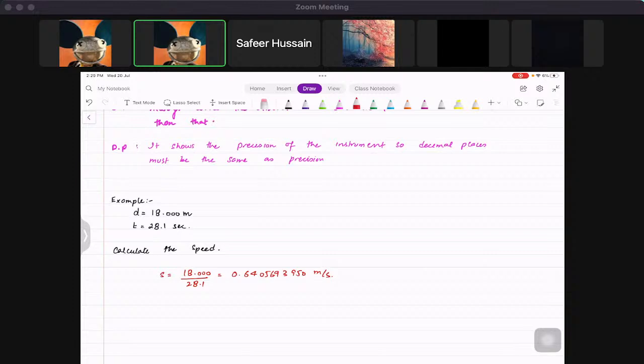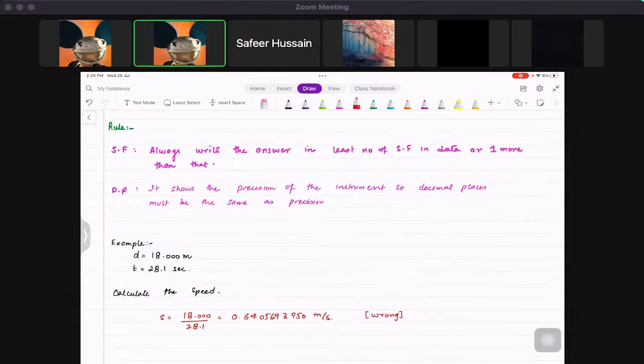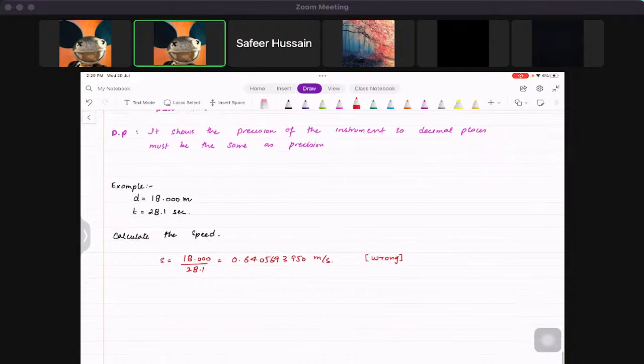Why? Because this does not conform to the rule that I've told you about significant figures. Why? Because it says always write the answer in the least number of significant figures in the data, or one more. So let's check it out. This one has 1, 2, 3, 4, 5 significant figures, and this one has 3 significant figures.